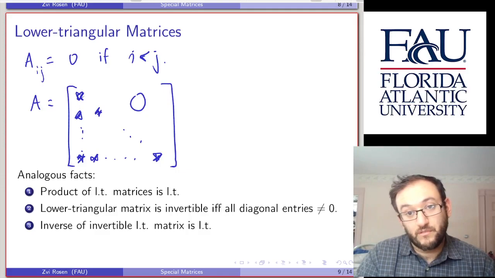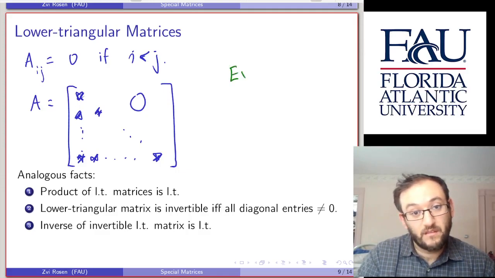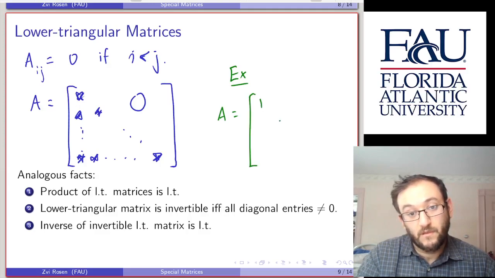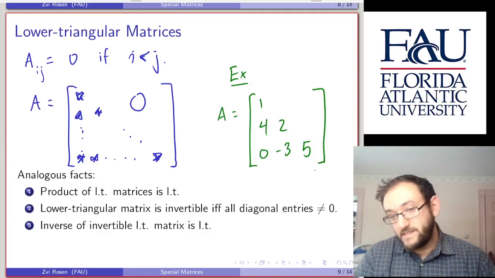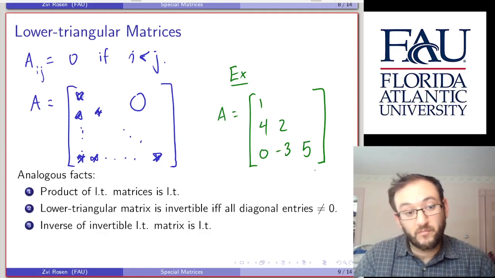And we can include a concrete example as well. 1, 2, 5, 4, 0, minus 3. This would be an example of a lower triangular matrix.